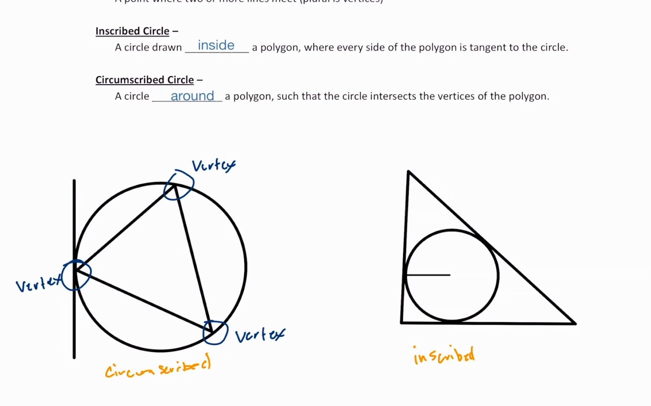Okay, now let's talk about this line over here. What would you call this line? Well, this line comes and touches this circle. It's kind of bold how I did it, but it only touches that circle one time at that point right there. So I'd say this is a tangent line.